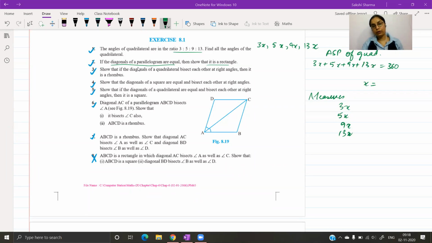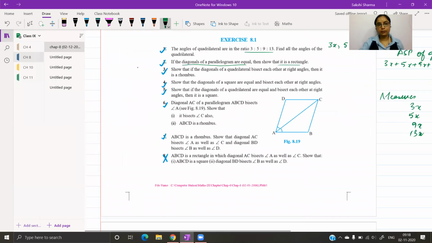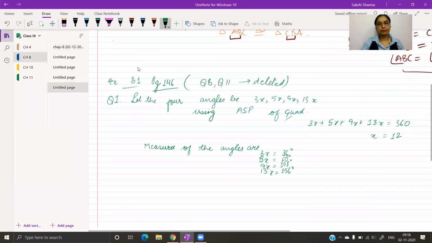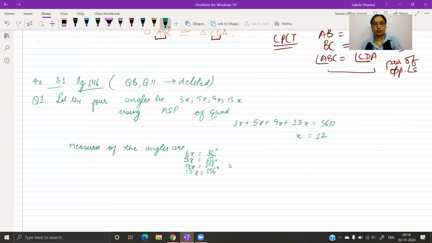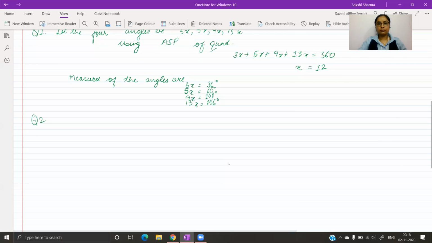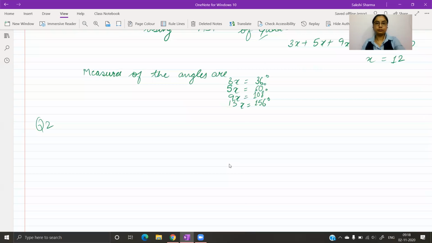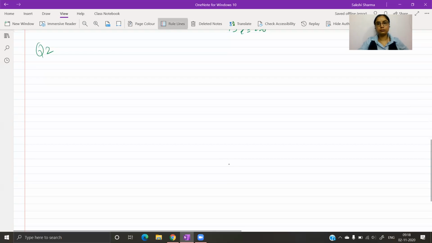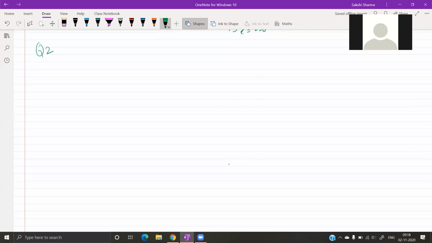And whatever you want to prove, draw the figure accordingly so that it's easier to comprehend. आपको यहाँ पे प्रूव करना है कि आपके पास जो फिगर बनी है वो रेक्टेंगल बना है. So draw a rectangle in your answer. Ma'am, can you please repeat what you said? Because of network issue, I didn't hear.